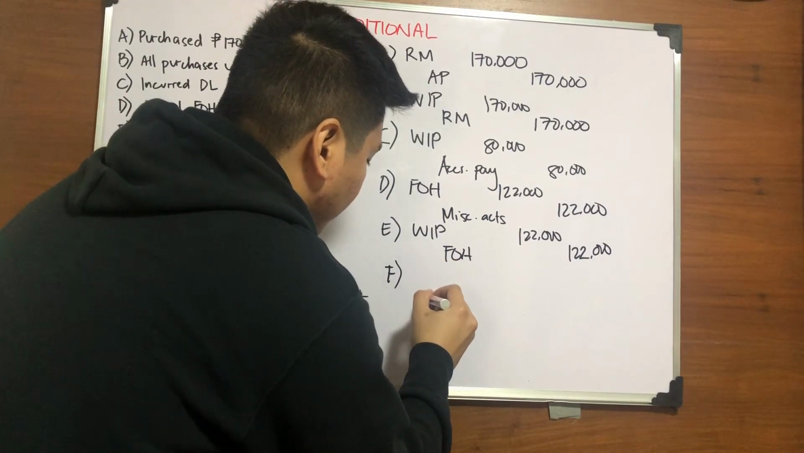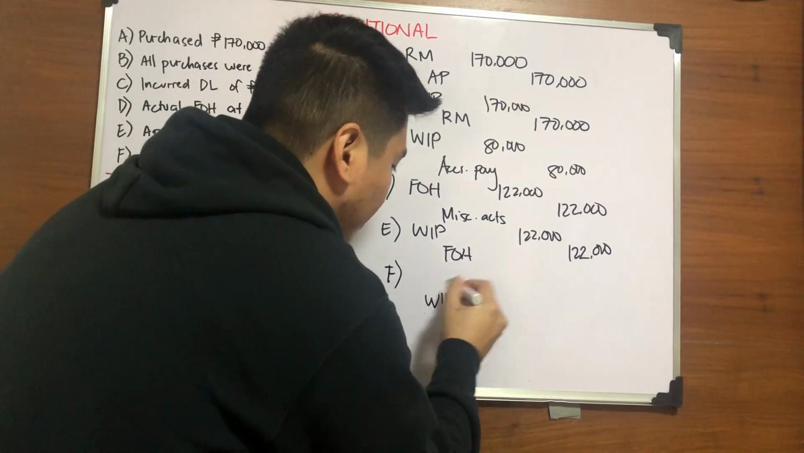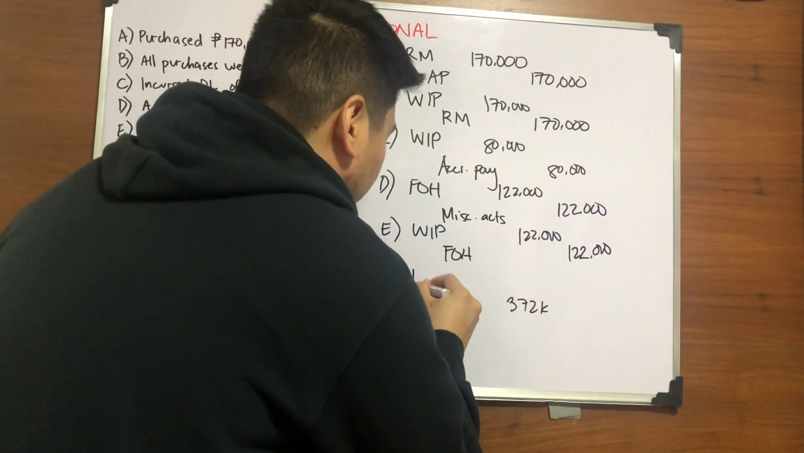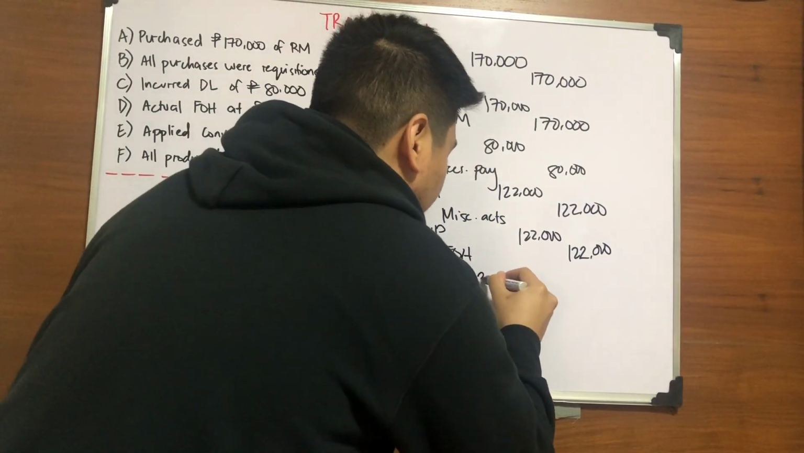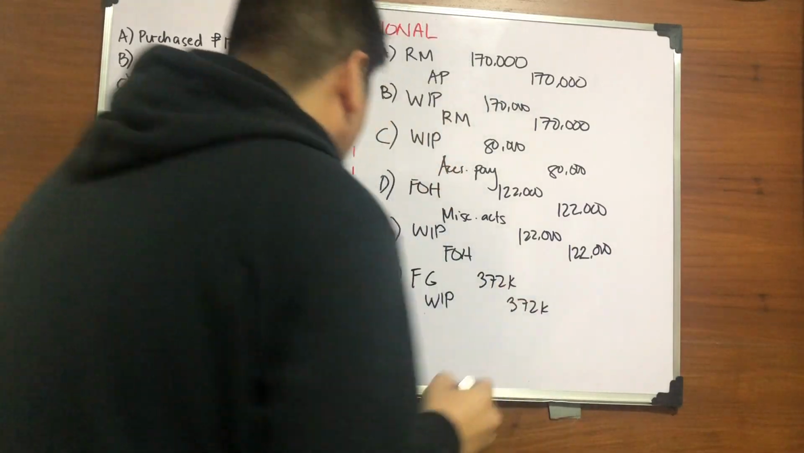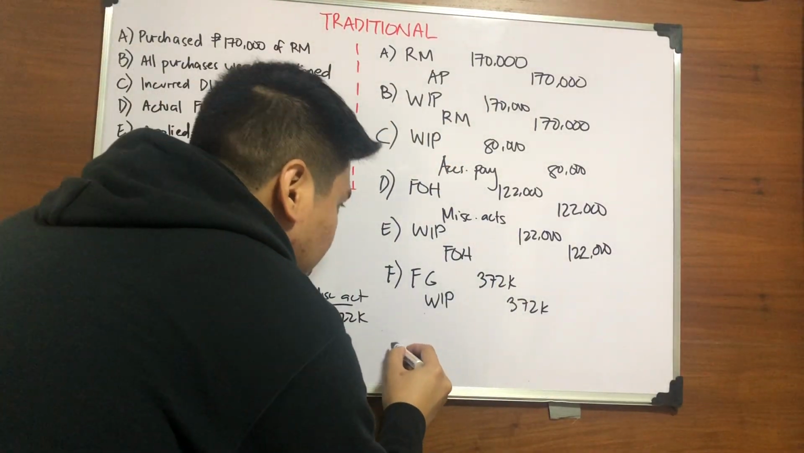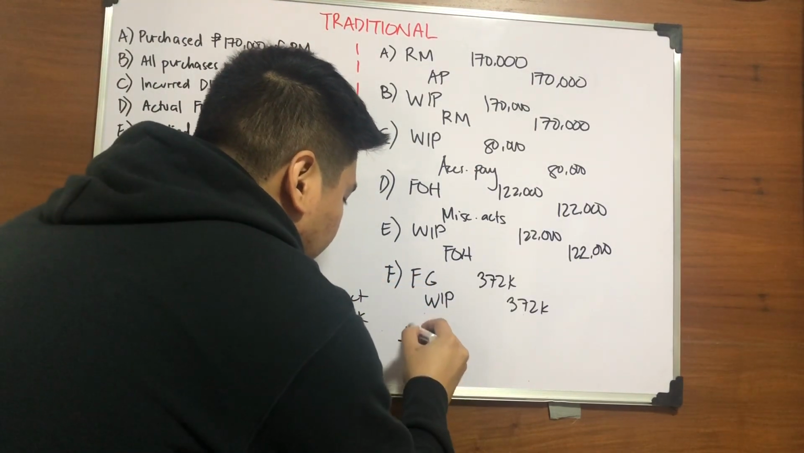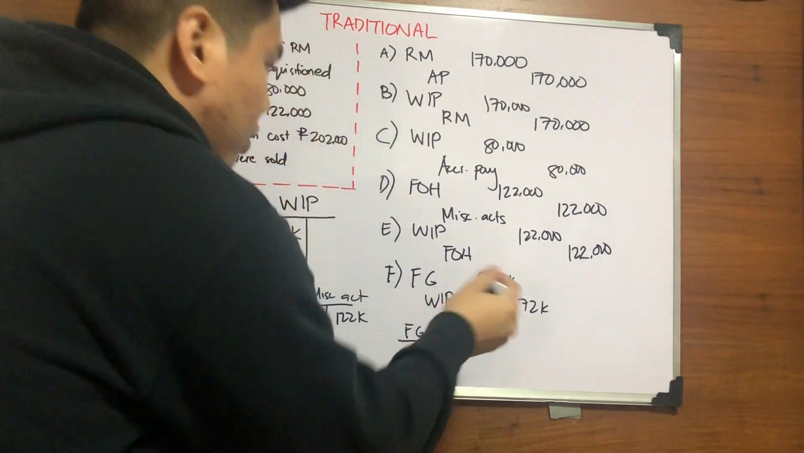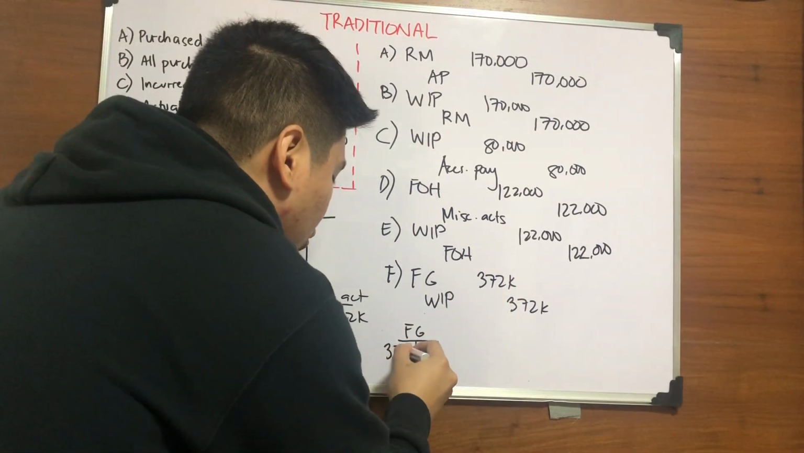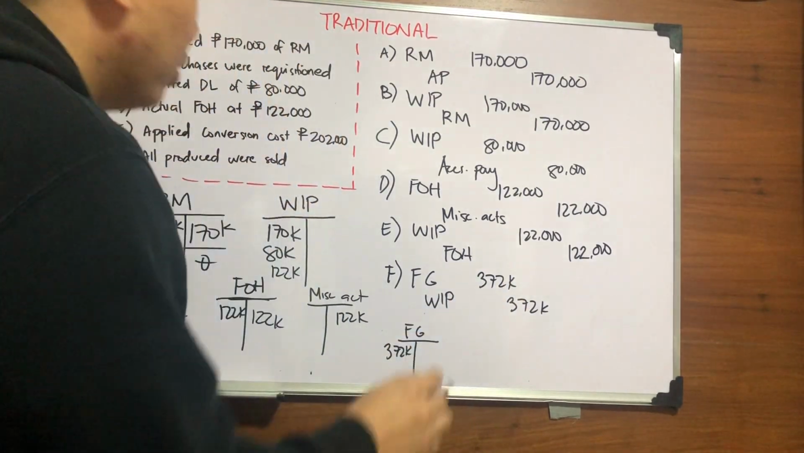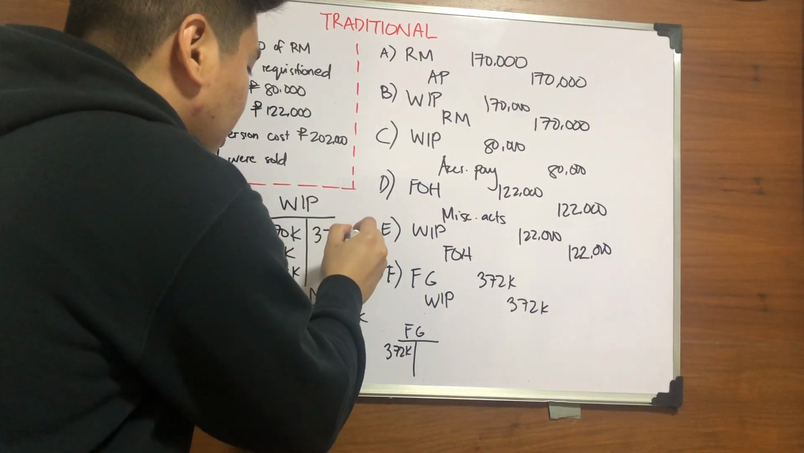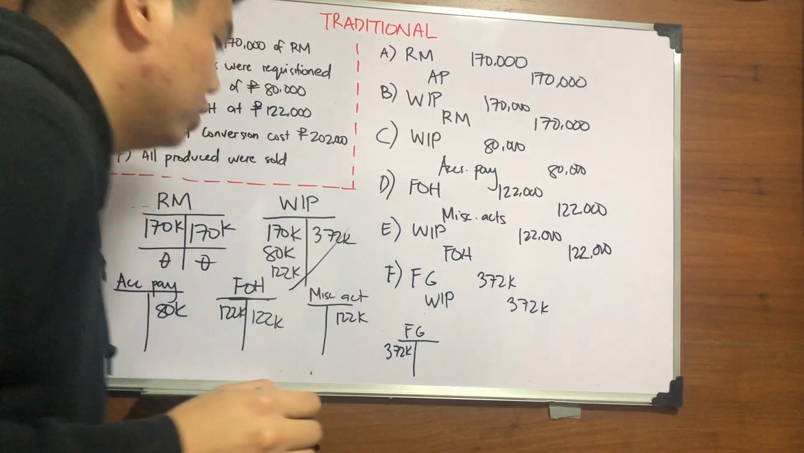Okay, so we will close this one. We will close WIP at 372K, and we will put it in the finished goods inventory for 372K as well. So we will add another T account here. Sorry, where can we put this? Okay, let's just put it here. So we will recognize 372K worth of finished goods, and we will close out WIP. So the sum of this would be 372K. So we can already cancel out this one.